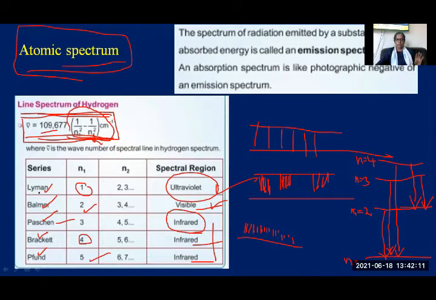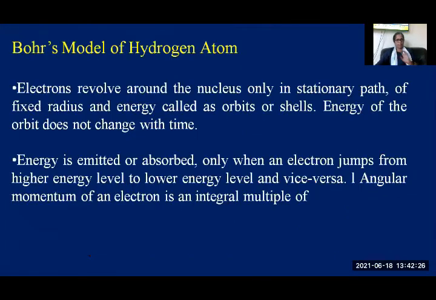Okay, so Lyman series, Balmer series are in the ultraviolet and visible range, and all the rest are in the infrared range. The n1 value is 1 for Lyman, 2 for Balmer, 3 for Paschen, 4 for Brackett and for the Pfund series it is 5. Okay, so based on this Bohr proposed his model of hydrogen.